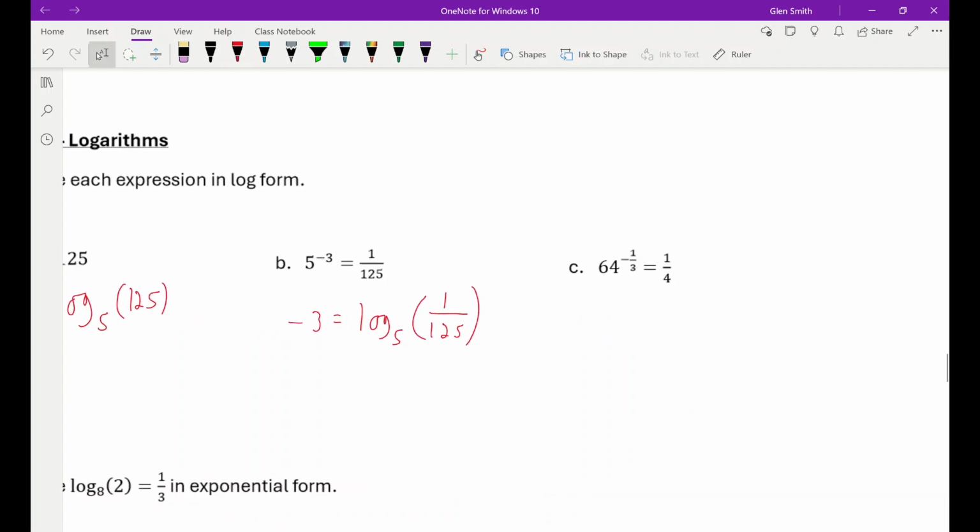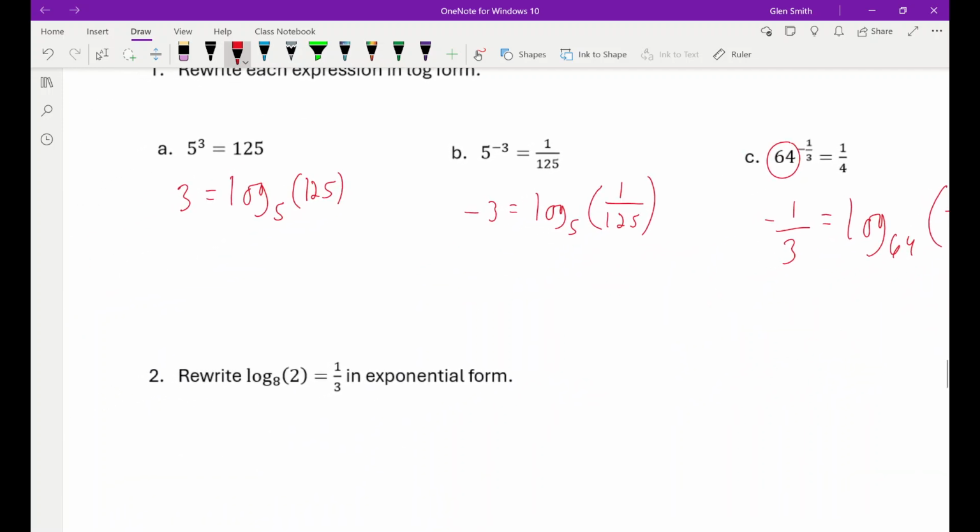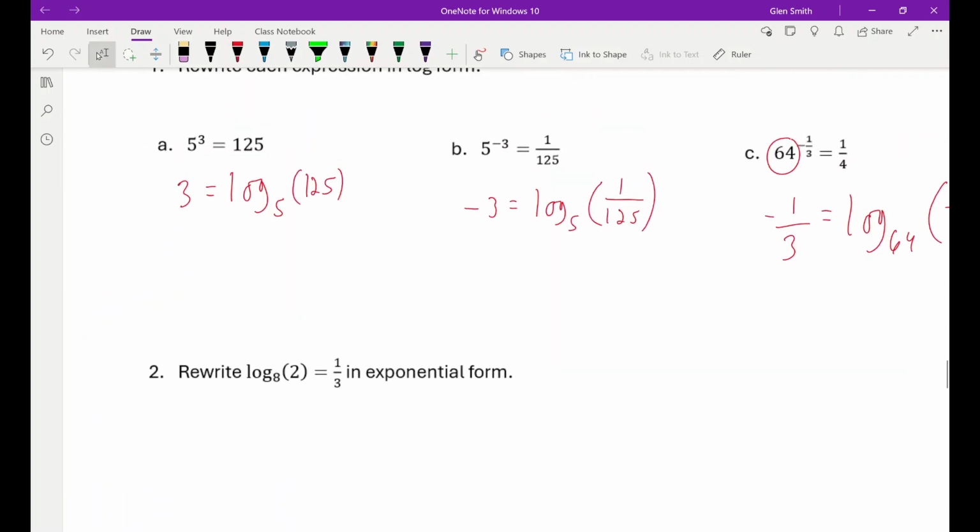Okay? Here the base is 64. So the negative 1/3 just comes right down, and on the other side we have log base 64 of a fourth. Okay. And then 2 is just writing an exponential form. It's just undoing this. So the base is 8. So the log goes away. We just have 2 equals 8. This becomes the exponent. So it's this to this power, like that.